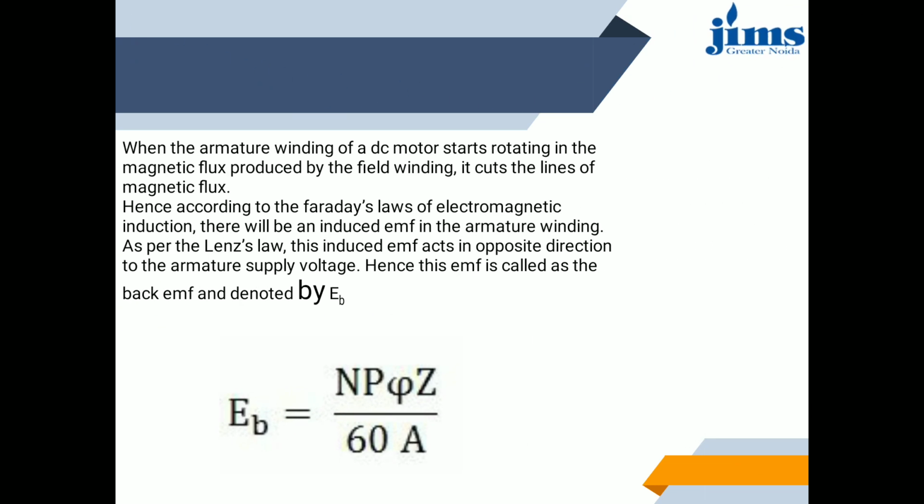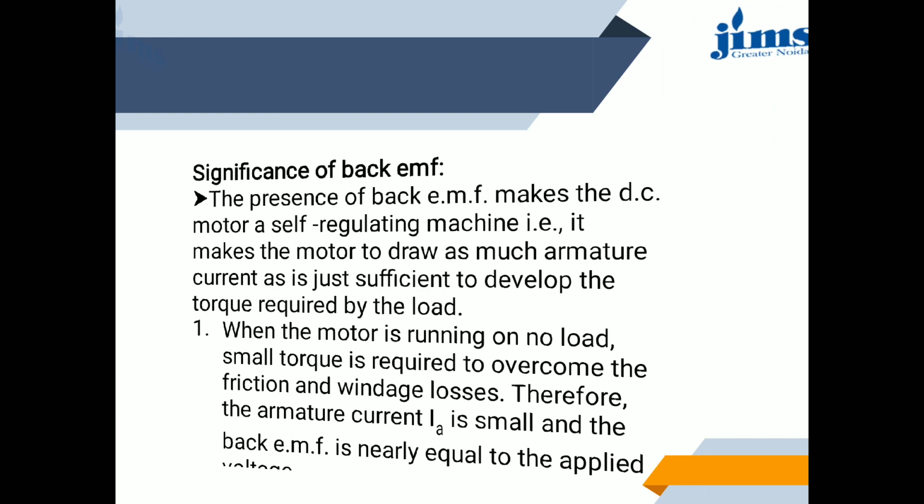Next one is EMF. When the armature winding of a DC motor starts rotating in the magnetic flux produced by the field winding, it cuts the lines of magnetic flux. Hence, according to Faraday's law of electromagnetic induction, there will be an induced EMF in the armature winding. As per Lenz's law, this induced EMF acts in the opposite direction to the armature supply voltage. Hence, this EMF is called the back EMF and denoted by Eb, and Eb can be written as Eb = PNZ/60A, where Eb is the back EMF, N is the number of revolutions, P is the number of poles, Z is the total number of armature conductors.